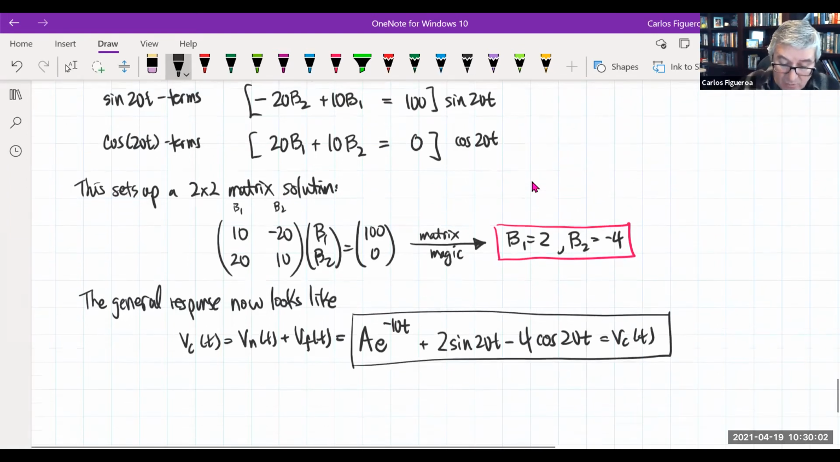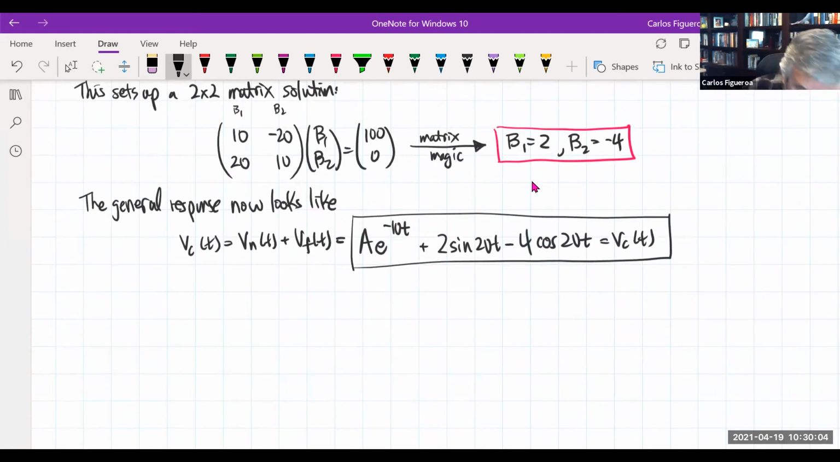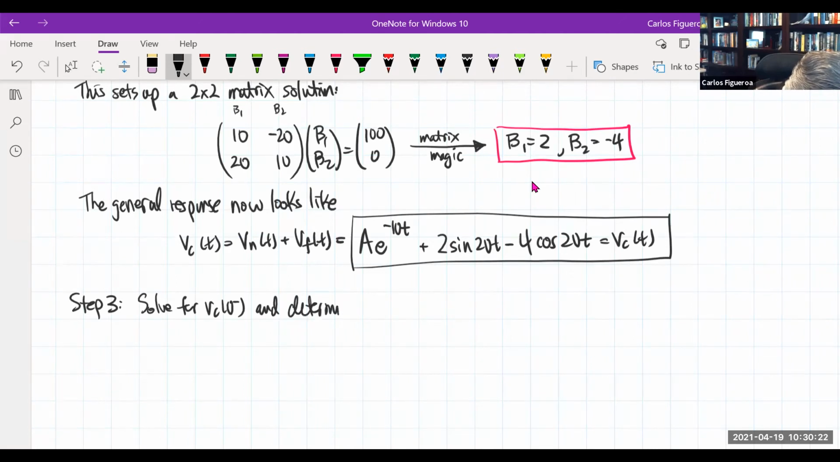Okay, so now we're going to go to step 3. In step 3, we need to solve for VC of 0 minus and determine the integration or arbitrary constant.